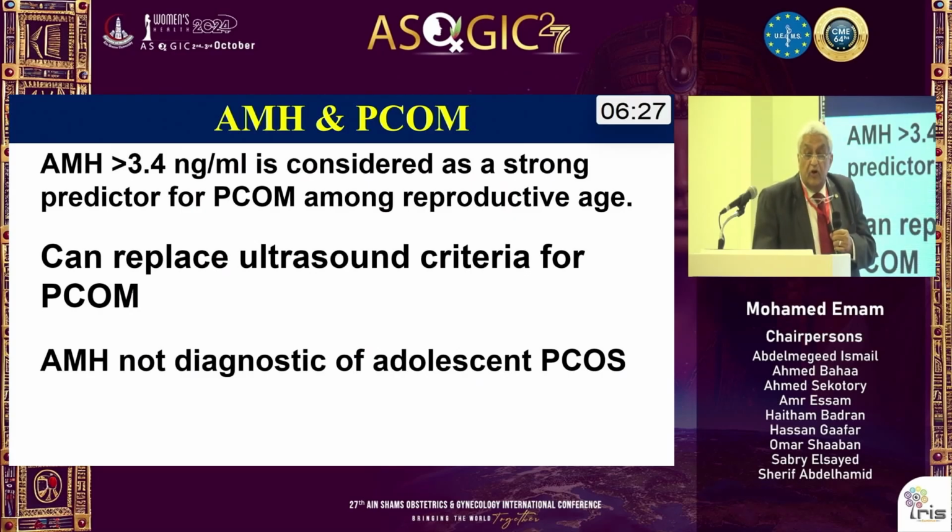In 2023, anti-Müllerian hormone more than 3.4 nanogram per milliliter is considered a strong predictor of polycystic ovarian morphology among the reproductive age group, not diagnostic for adolescents. So you can replace the ultrasonic criteria for polycystic ovarian morphology by anti-Müllerian hormone at that adult age. If more than 3.4, it is pathognomonic for polycystic ovarian morphology and can replace the ultrasonic criteria.